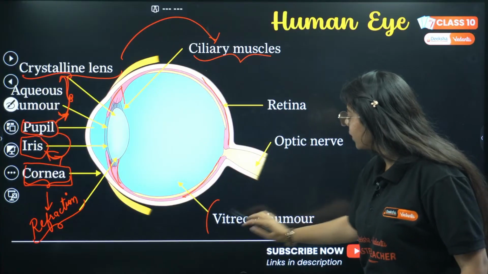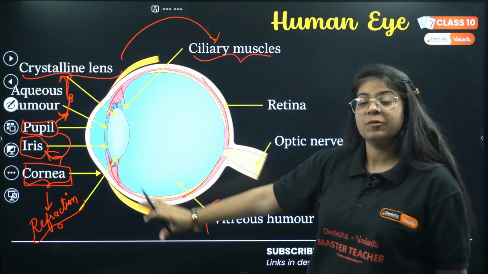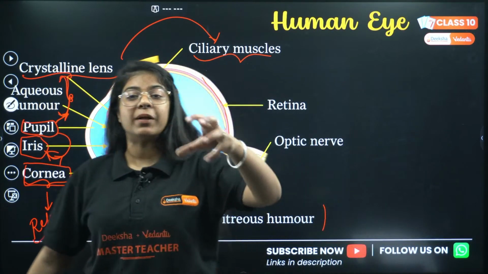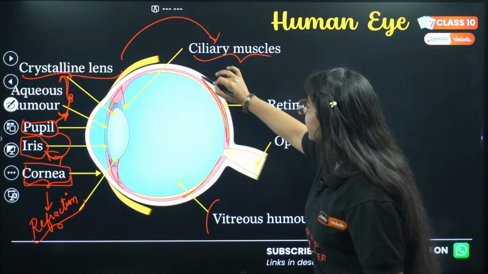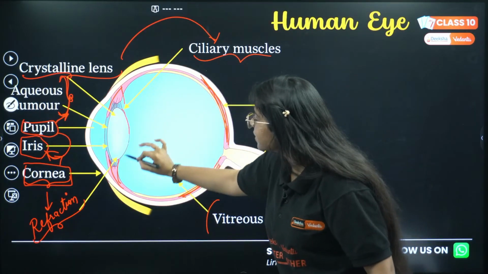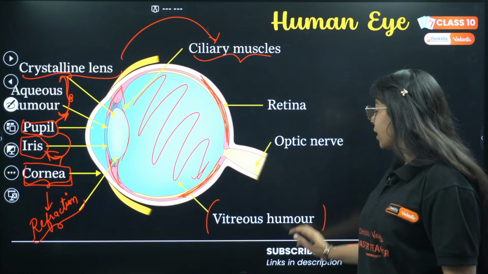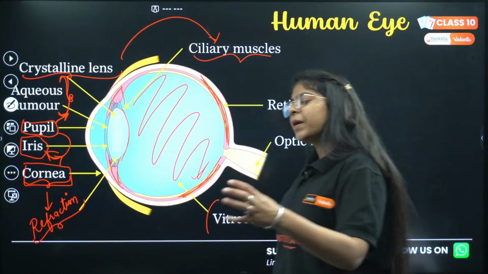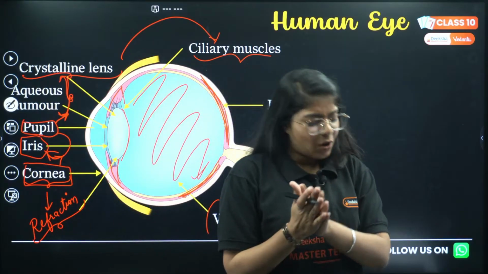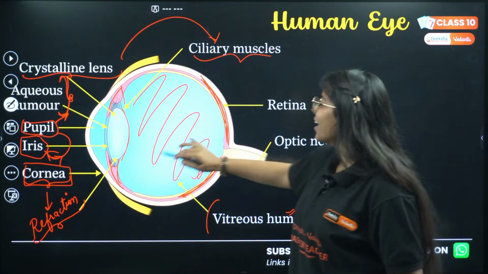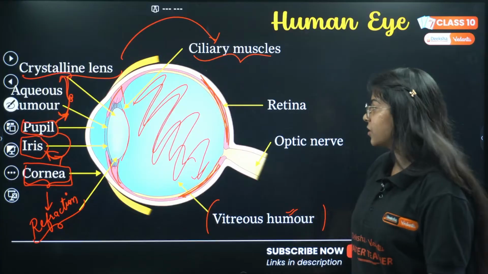Next is our retina. Before that, it's vitreous humor. Now we know aqueous humor is the fluid between the cornea and my eye lens. There is one more fluid which is present between the eye lens and the screen, that is my screen where the image is formed. This is my eye lens. So this whole part is filled with a fluid that is called vitreous humor, and it basically maintains the shape of the eye so that it doesn't get squished. This is the function of vitreous humor.